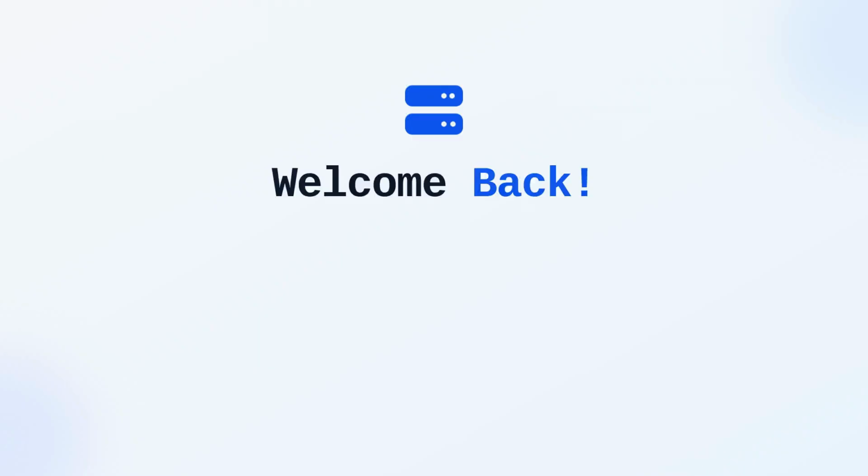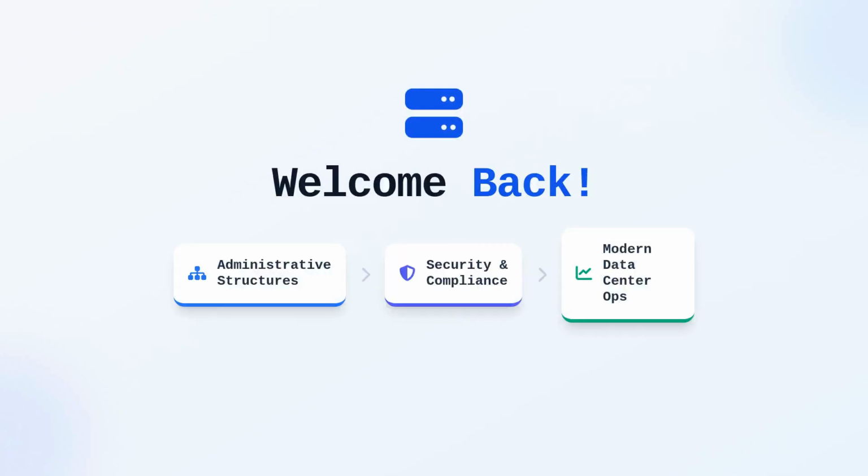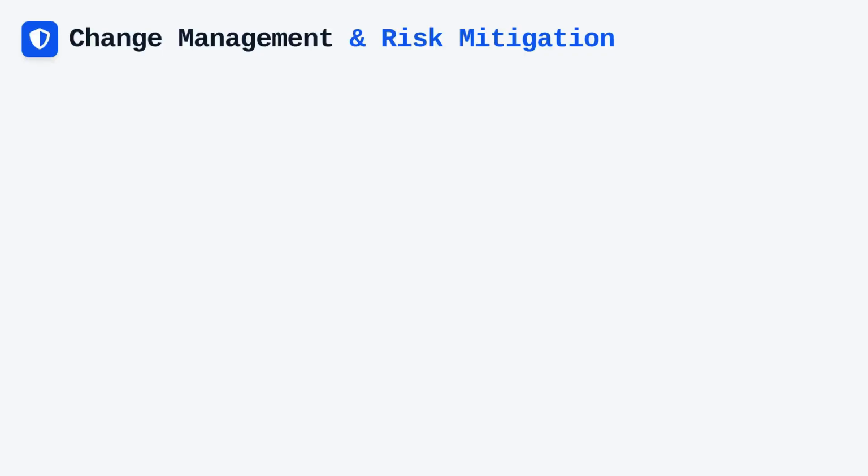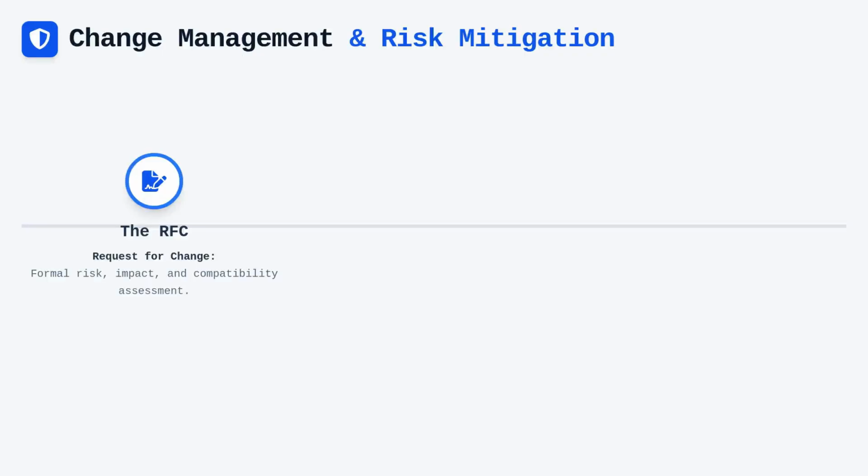Welcome back. In this session, we will examine the critical administrative structures that keep modern data centers organized, secure, and legally compliant. Change management is not merely an administrative hurdle. It is the primary defense against self-inflicted downtime. When you introduce a change request, or RFC, you are initiating a formal process intended to assess risk, impact, and compatibility before a single command is executed.